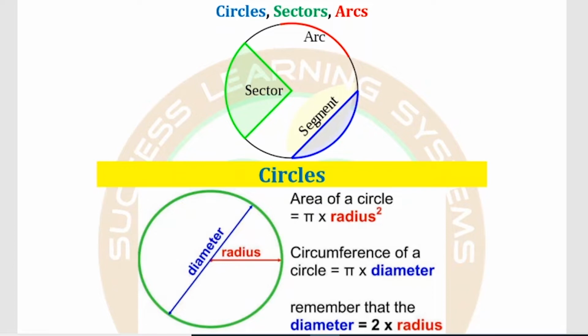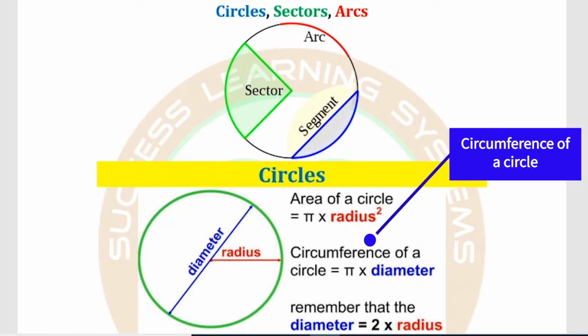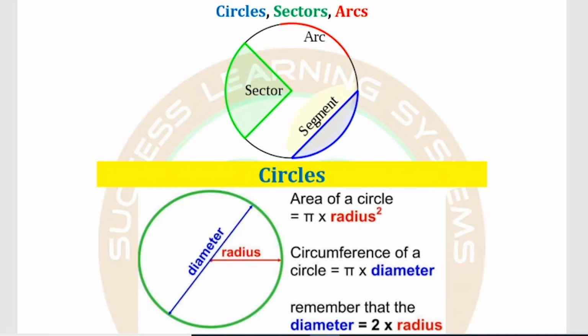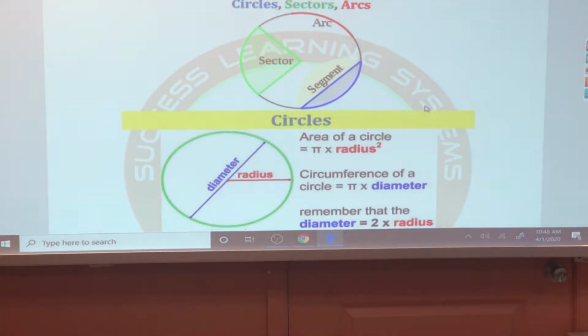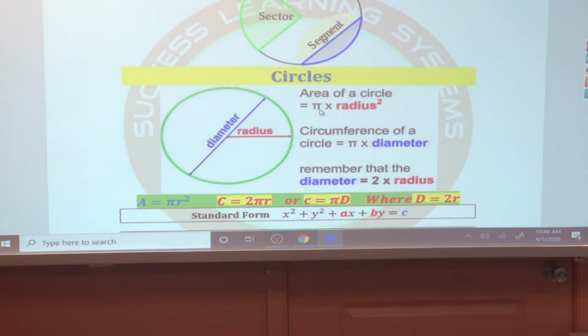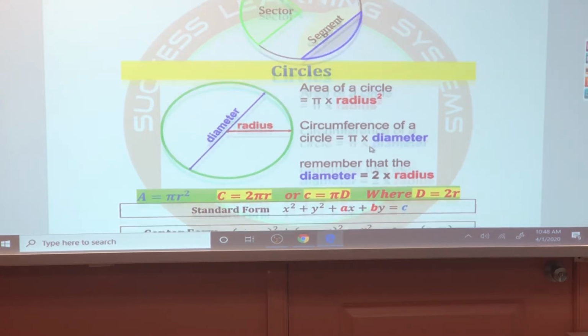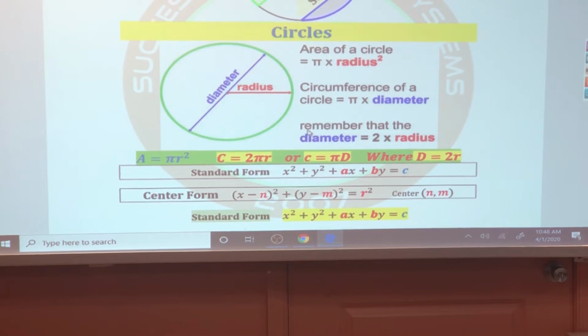What else do we have to know? The circumference of a circle equals pi times the diameter. I need everyone to remember these two formulas: the area of the circle is pi times the radius squared, and the circumference is pi times the diameter. And remember, the diameter of the circle is equal to 2 times the radius.